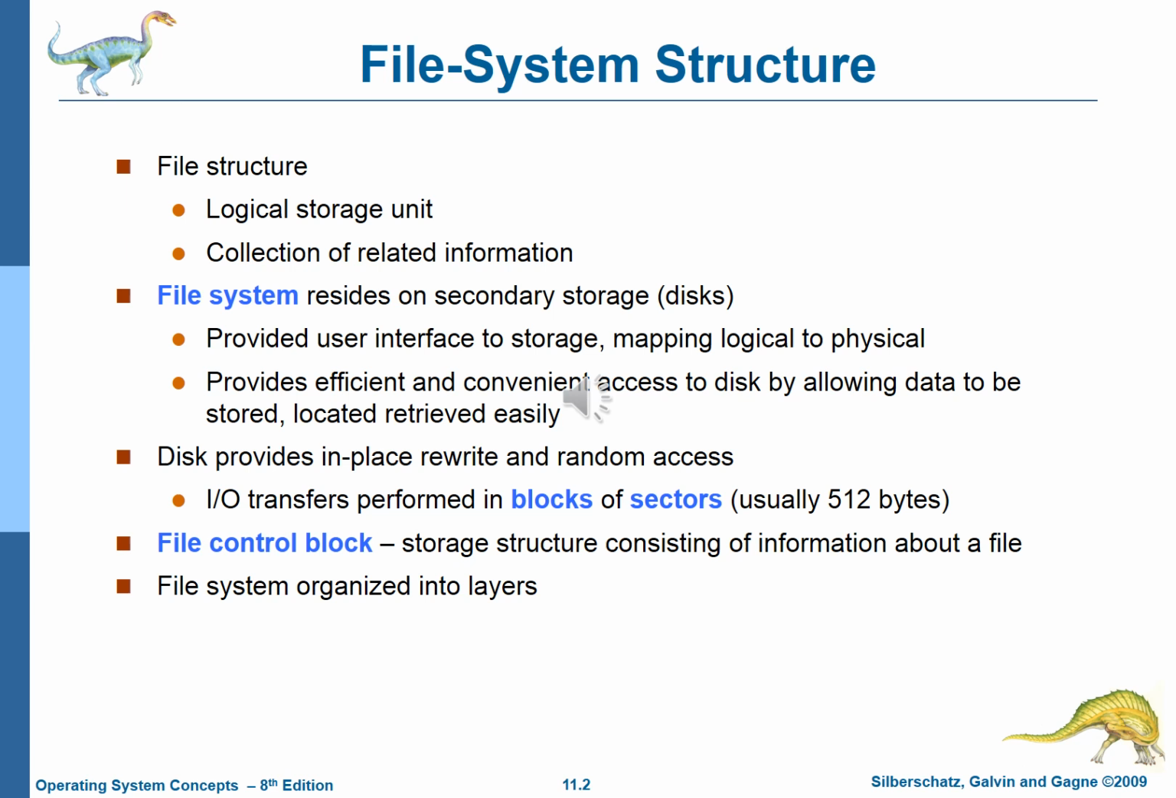A file is given some integer number of blocks of sectors. Suppose there are 4 sectors in one block, so a file may get 1 block or 2 blocks or 3 blocks and so on. A file will not get half a block. Just like process control block, there is file control block, and the file system is organized into layers that we will see in the next slide.